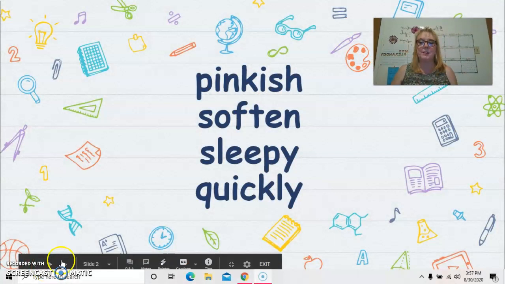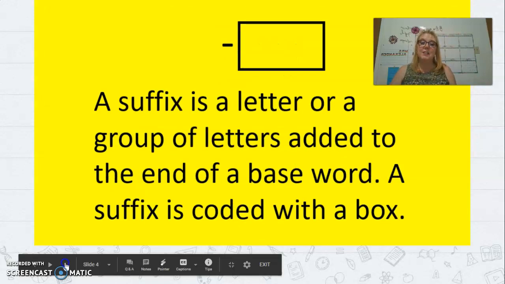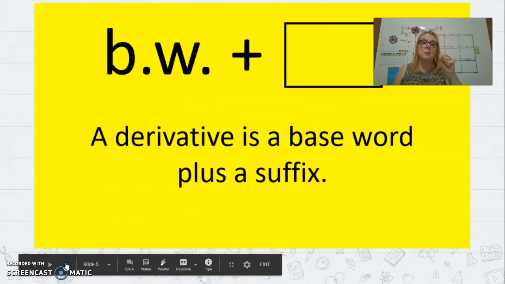You notice something about these words? Let's take a closer look at things. First of all, let's remember that a base word is a plain word with nothing added to it. A suffix is a letter or a group of letters added to that base word. Code it with a box. A base word plus a suffix is a derivative.